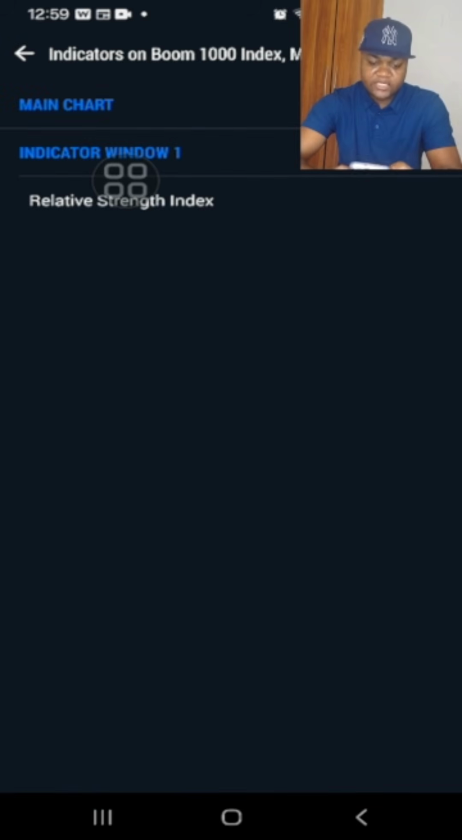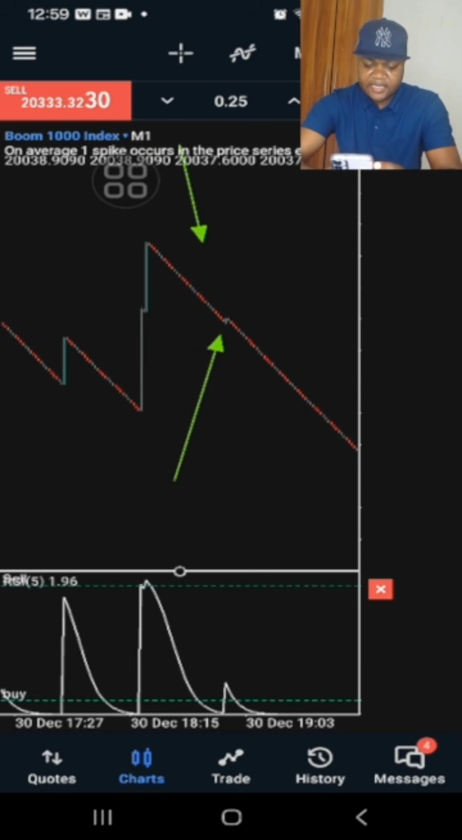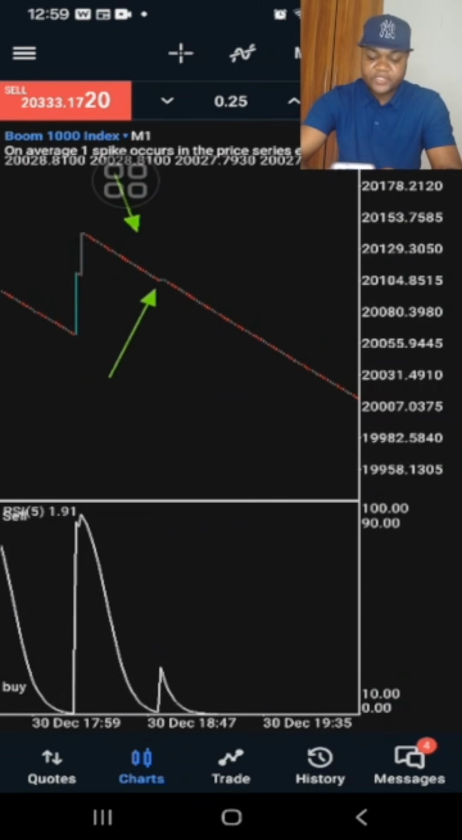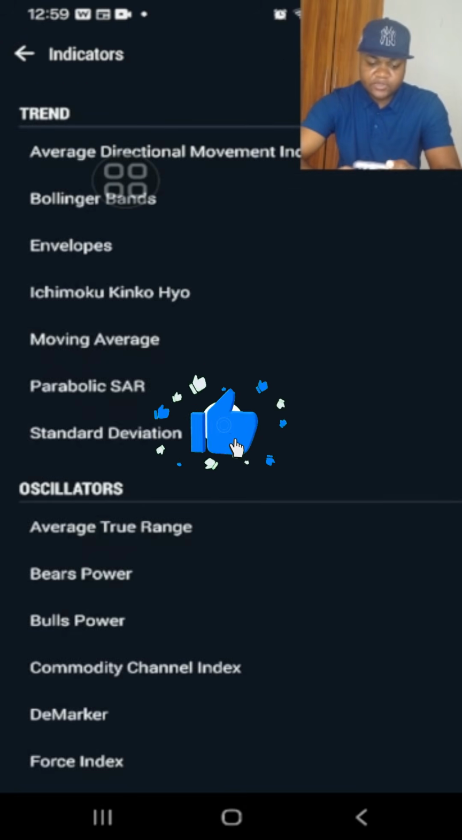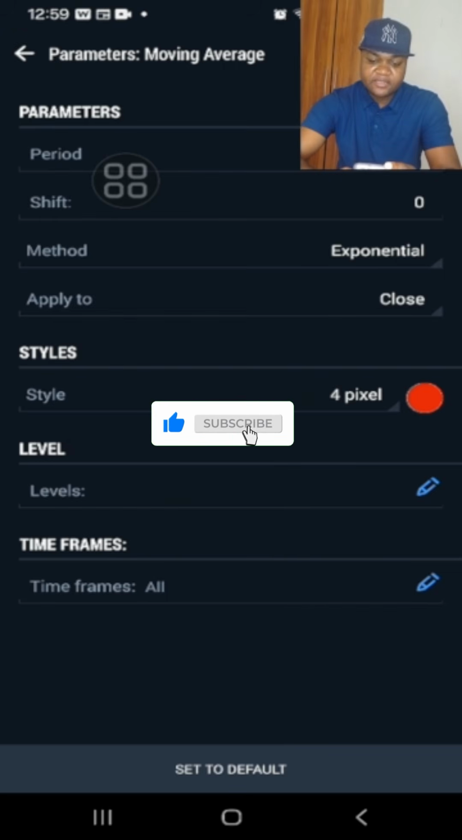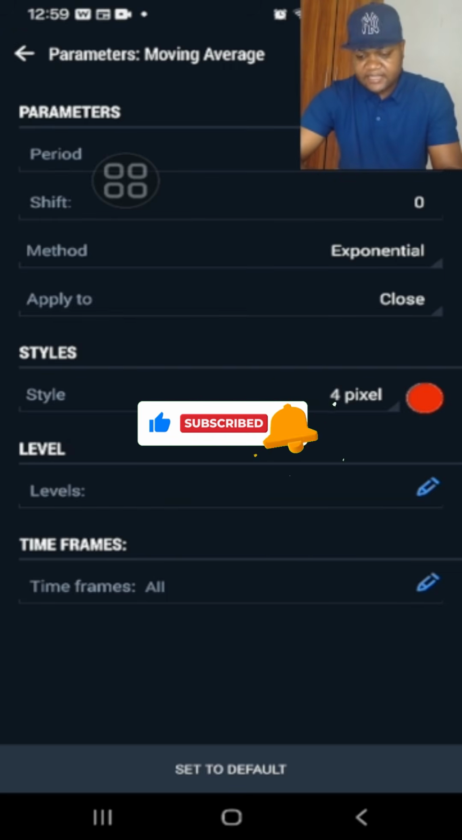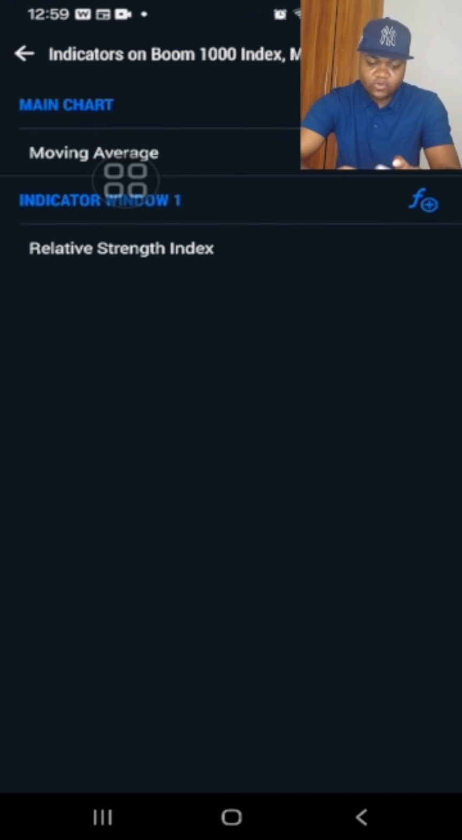Okay, then once you're done, you go back to your chart. We have this indicator window here with these parameters. So let's go back again to the settings. On the settings, we're going to go on the main chart. Click on the main chart, we're going to have the following moving average. This is our first moving average. It will have a period of 3,000, shift 0, method exponential, apply to close. Then the style is going to be 4 pixels with the color red. There are no labels. Once you're done, click save, then go back to the main chart.